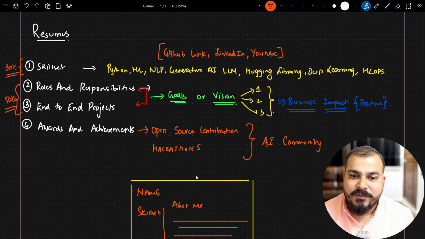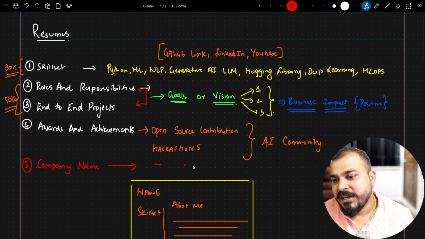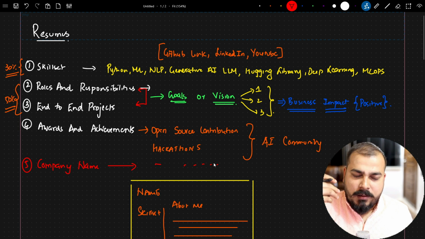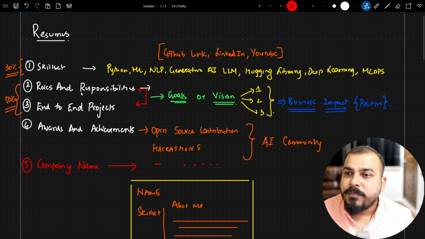One more point was your company name, right? With respect to your company name, the fifth point, your previous company name, or whether you are a fresher, internship, whatever, all the details you need to write properly, along with roles and responsibilities, right? So these are some of the important things.